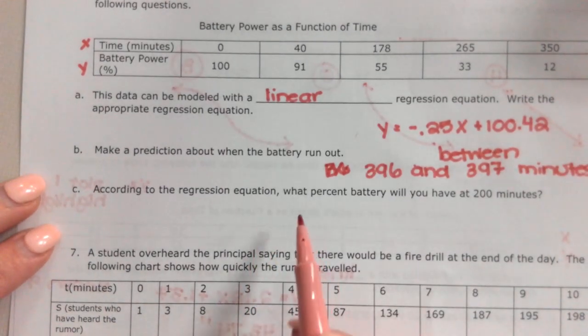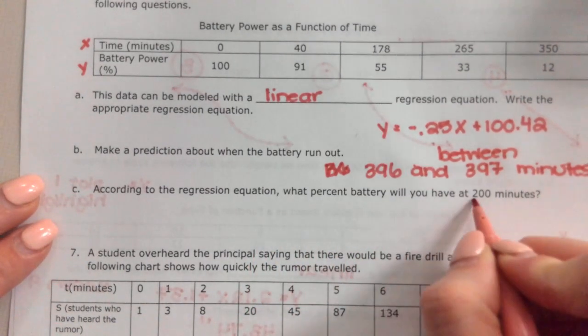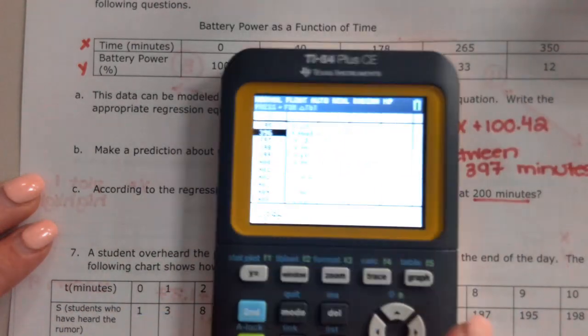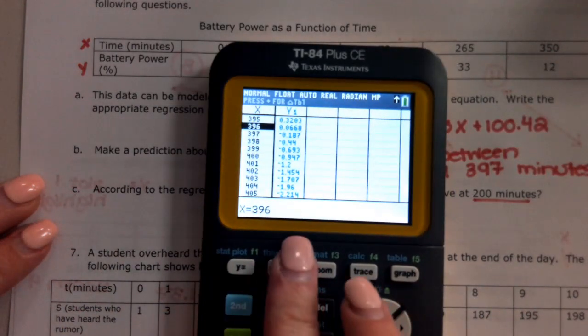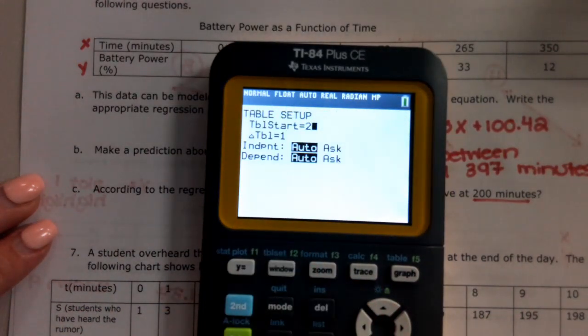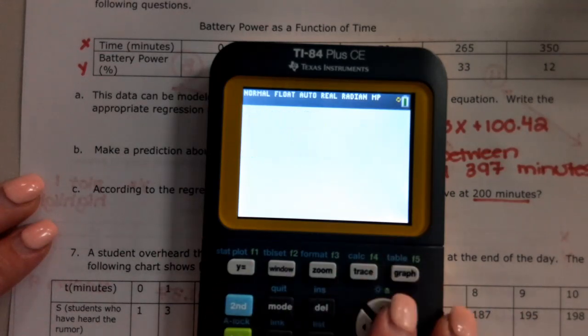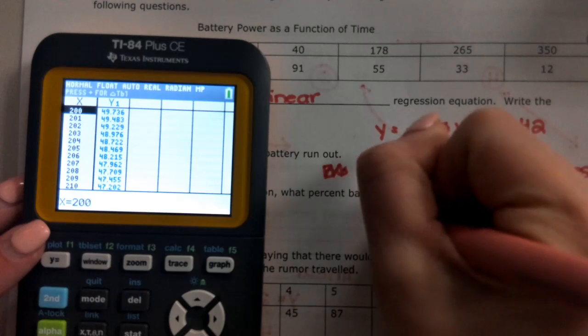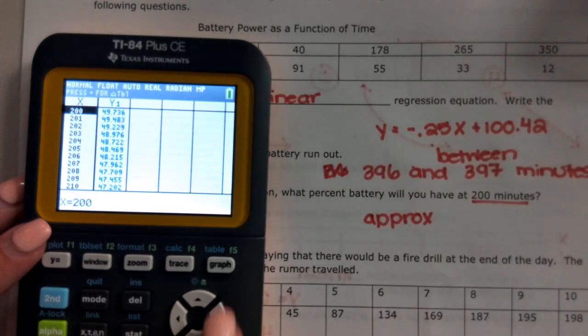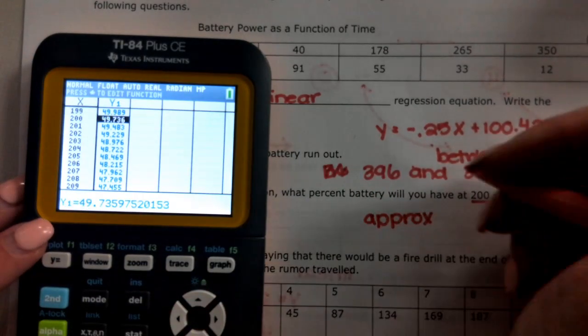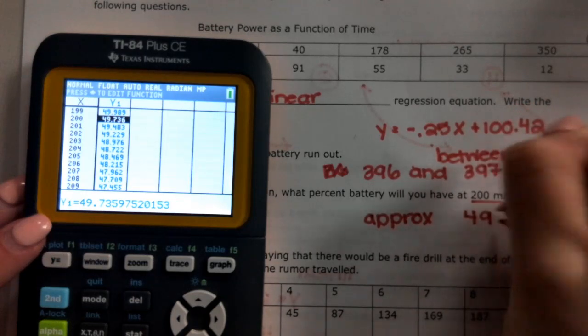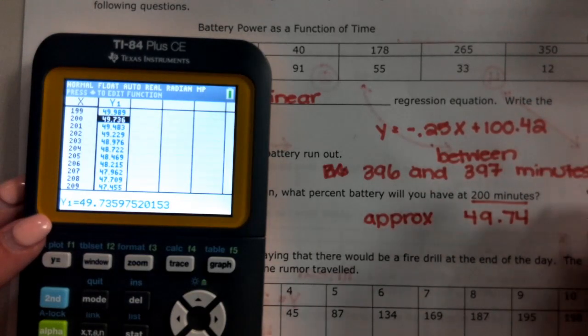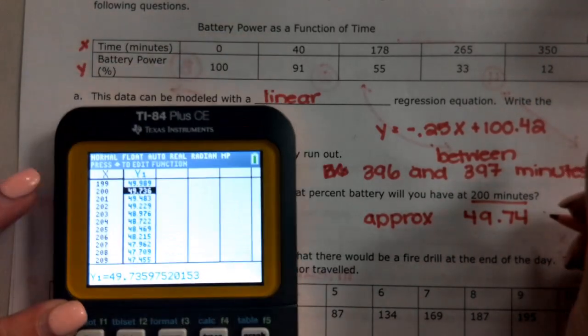According to the regression equation, what percent battery will you have at 200 minutes? So to jump to 200, we do second window. Let's go to 200, second graph. And at 200 minutes, approximately, going over, 49.74%.